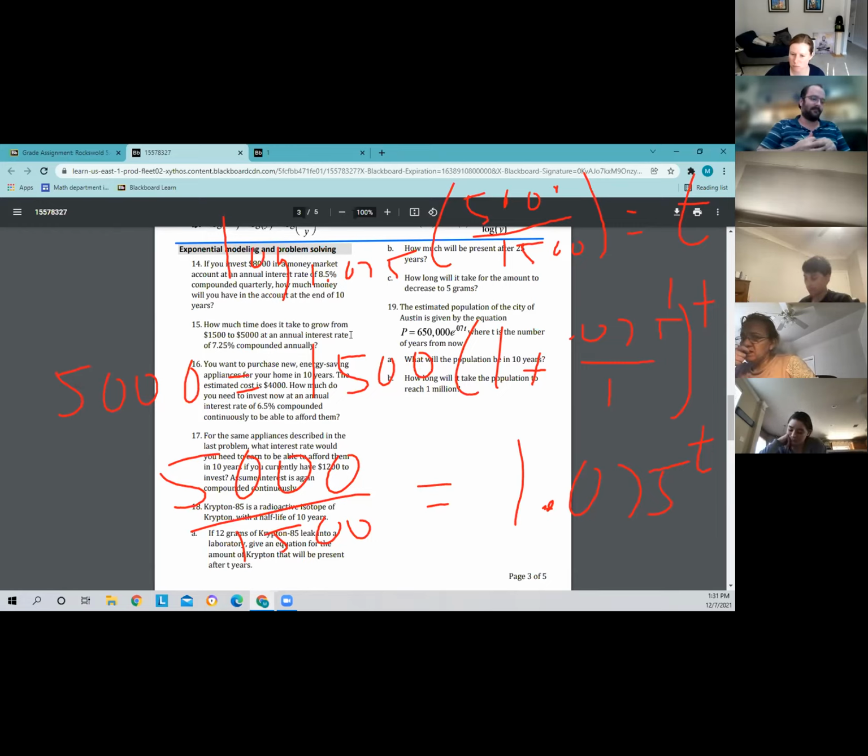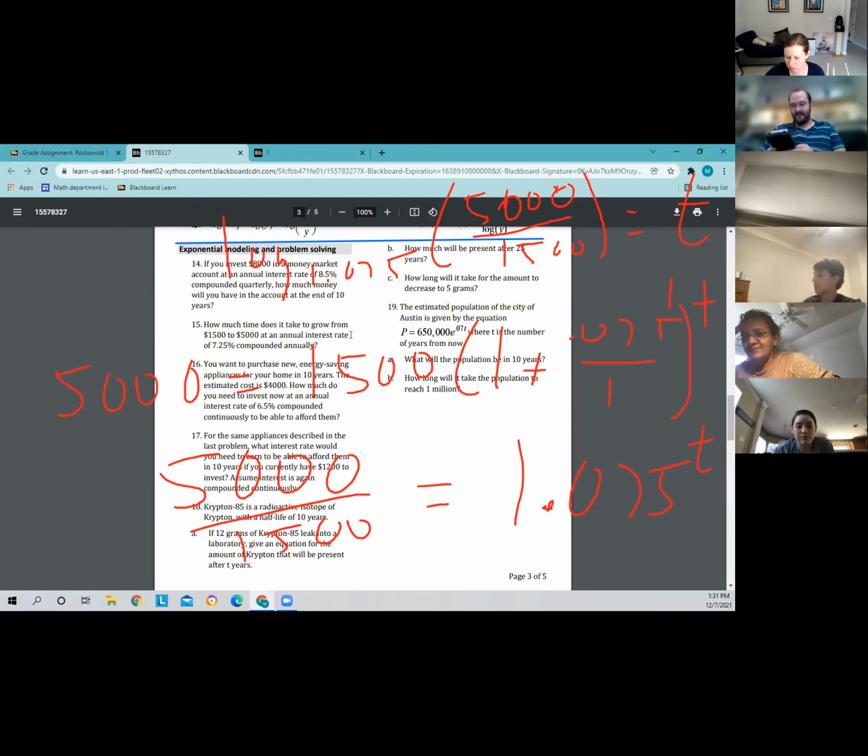This is just my way because I'm lazy, basically. If I have a calculator, I'm going to use it to my advantage. That should be 5,000. So let's do it maybe exact.